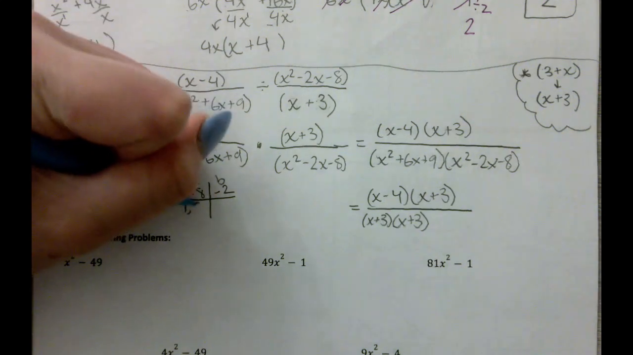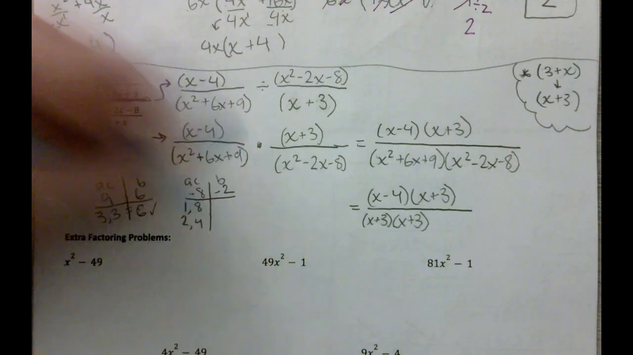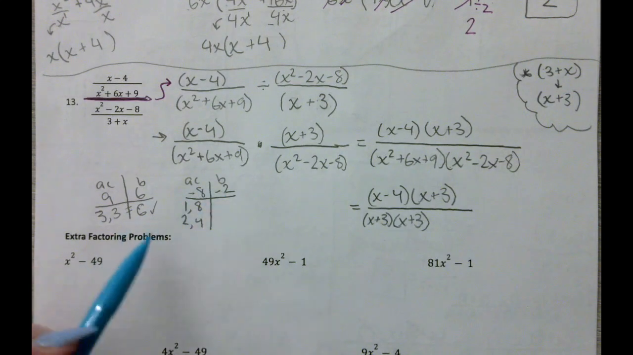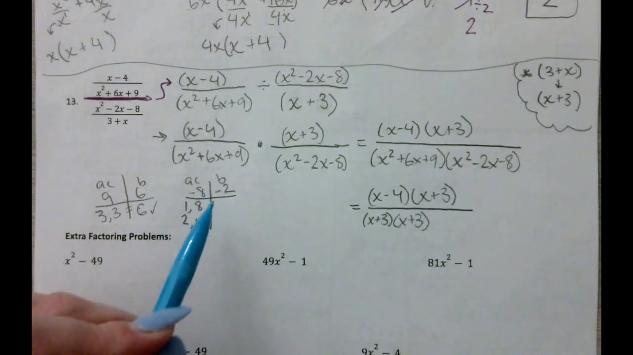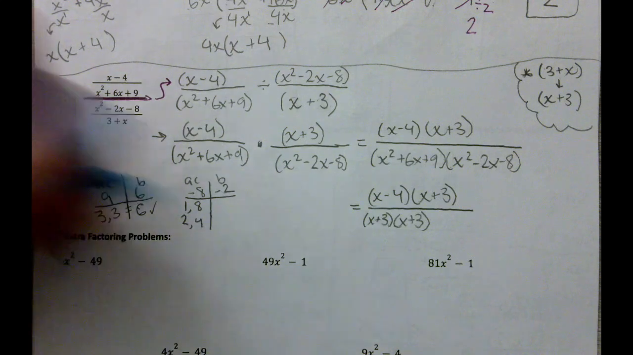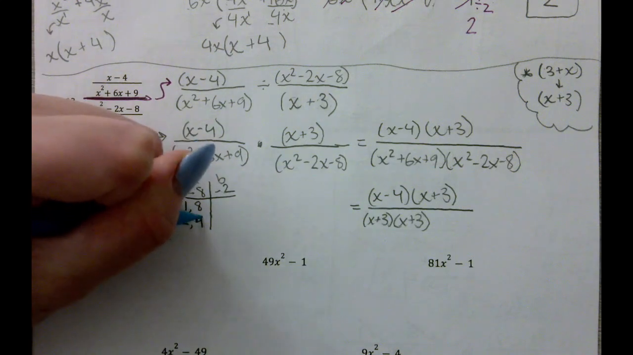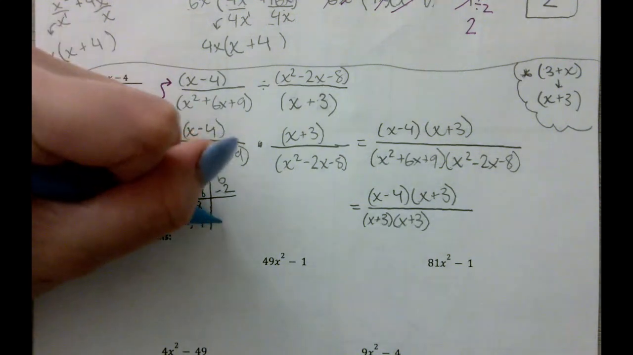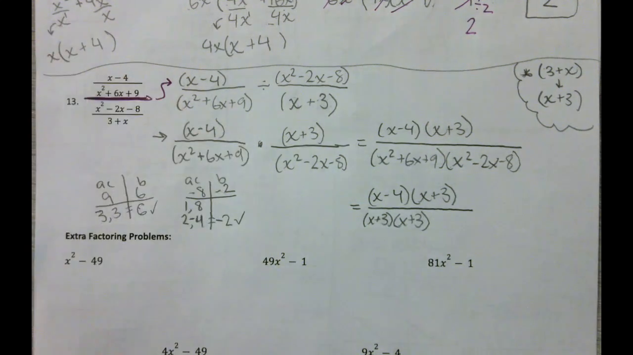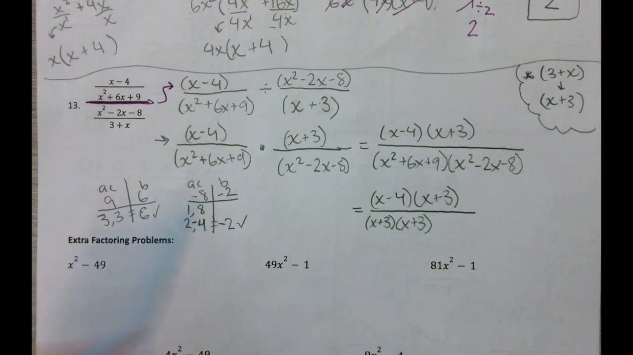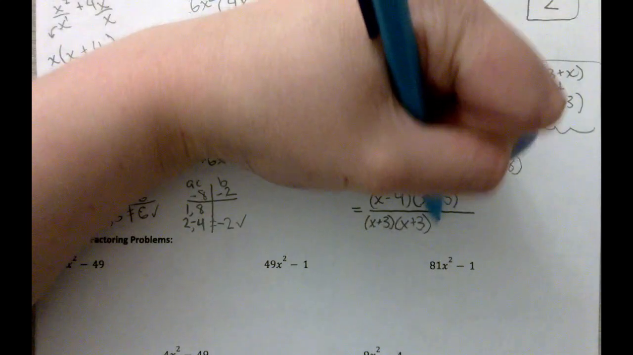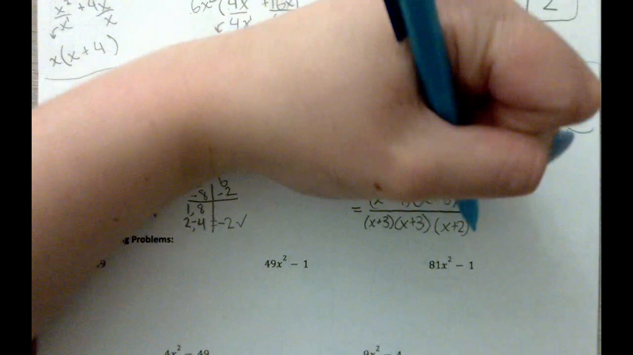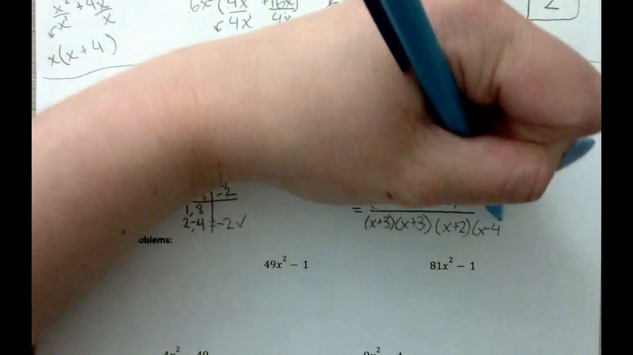For 8, we've got 1 and 8, 2 and 4. To get 2, we will need to subtract with the 2 and the 4. We want negative 2 as our answer, so 4 has to be negative for that to work. 2 minus 4 is negative 2. 2 times negative 4 is negative 8. So x plus 2, x minus 4.